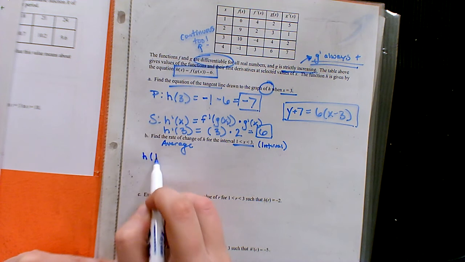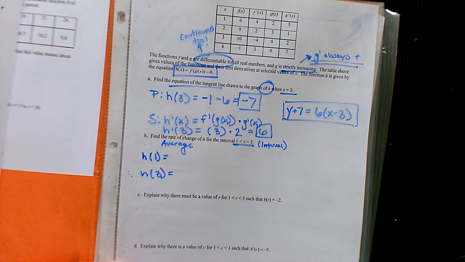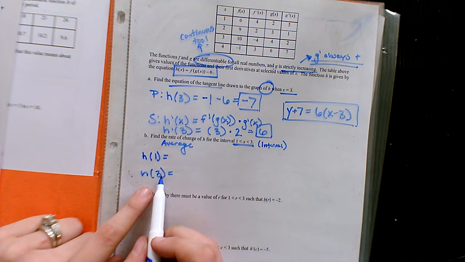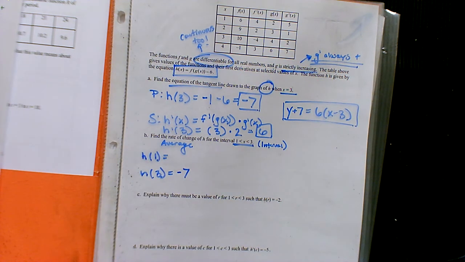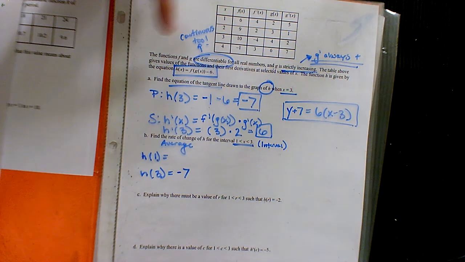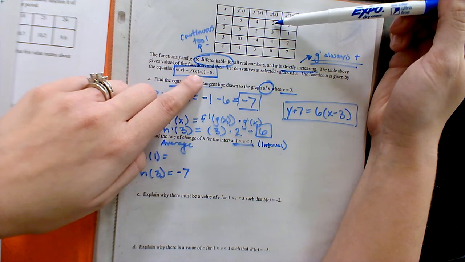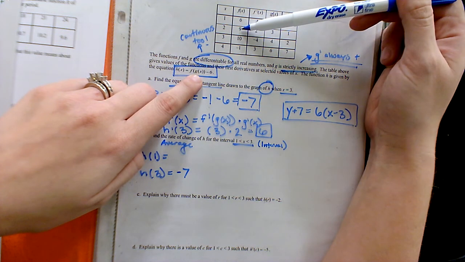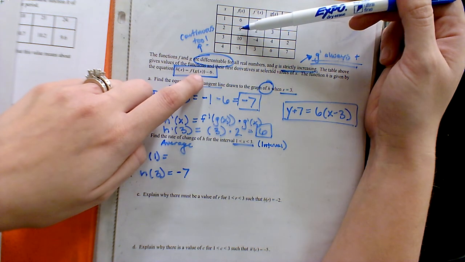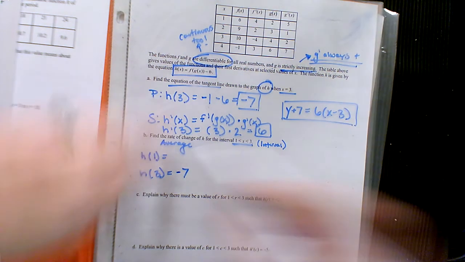Let's go ahead and find the y values. That way we can use our Algebra 1 slope formula. We already know what h of 3 is. We did that in part A. Let's find h of 1. If we plug 1 into g, we get 2. If we plug 2 into f, we get 9. And if we subtract 3, or sorry, if we subtract 6, we get 3.